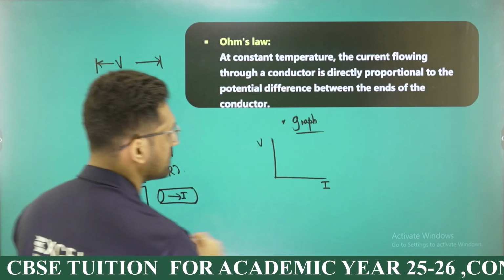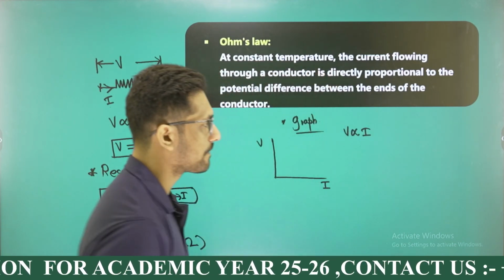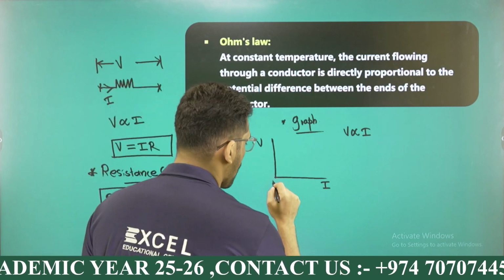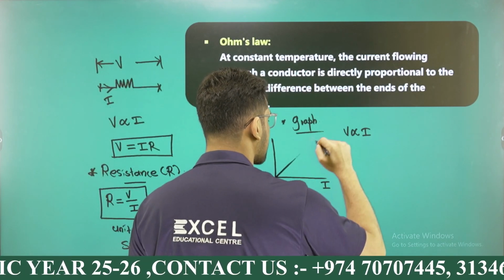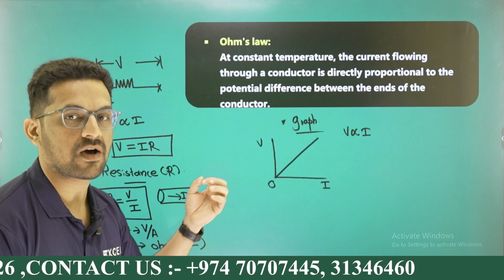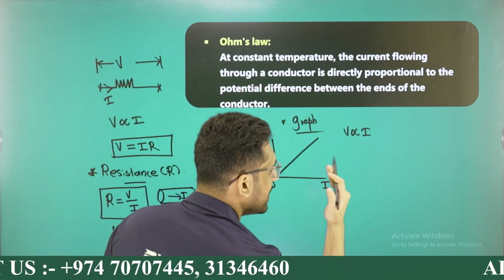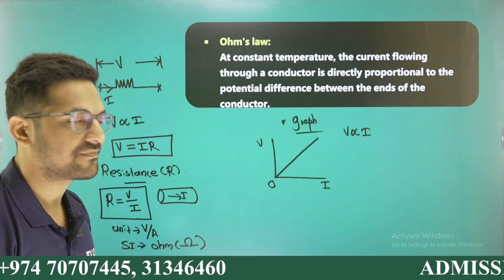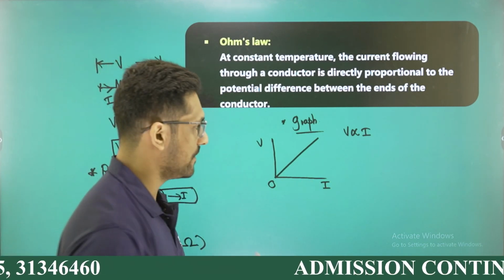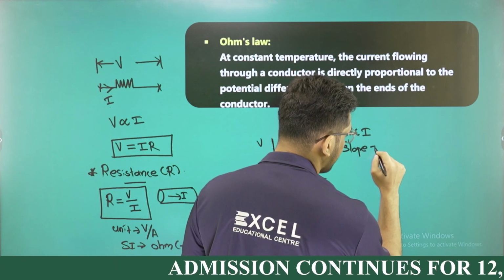According to Ohm's law, voltage is directly proportional to current. If you draw that, you will get a straight line. As the voltage increases, current also will be increasing. Right? Now, that's a straight line. A straight line will have a slope. Let's see what the slope of this straight line is.